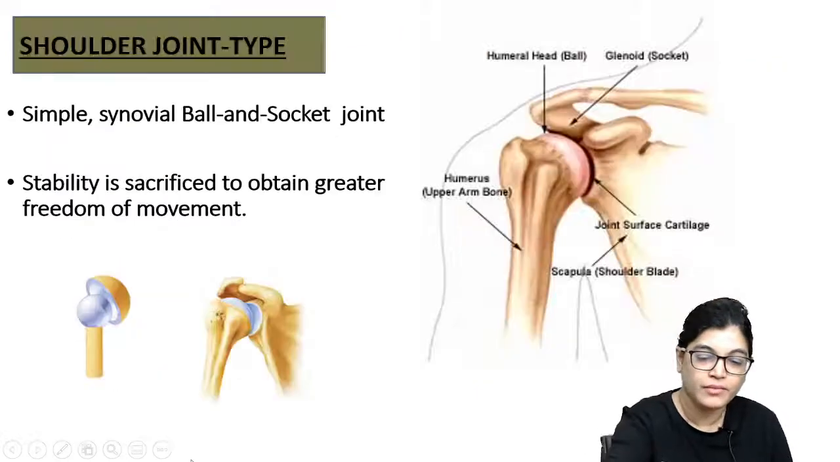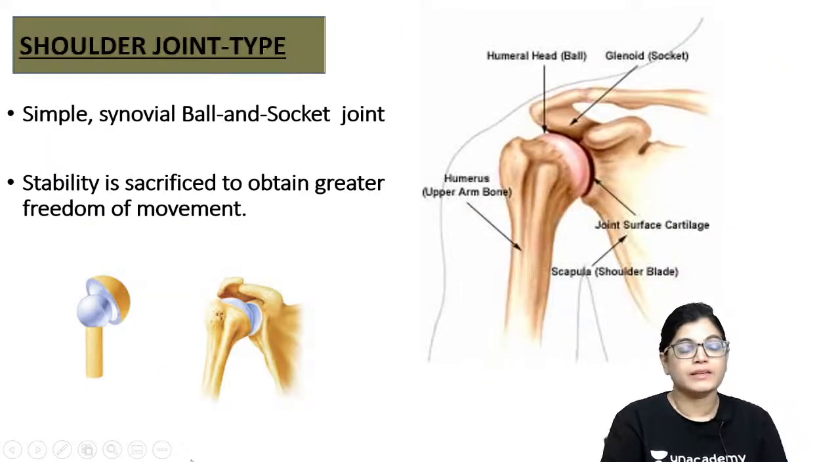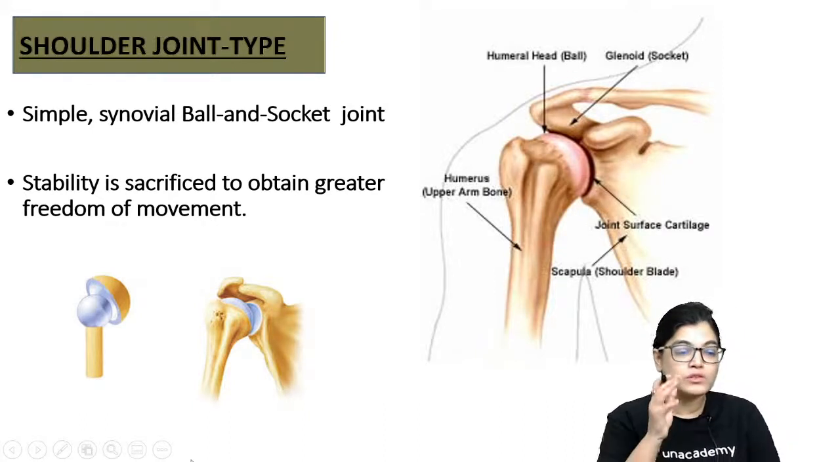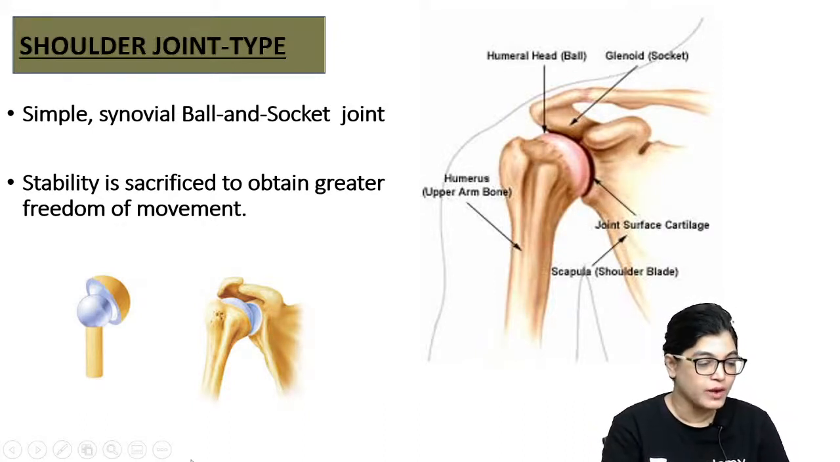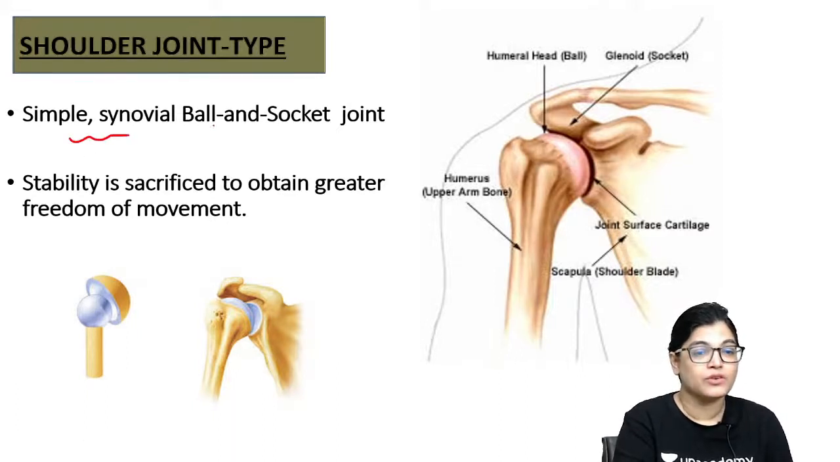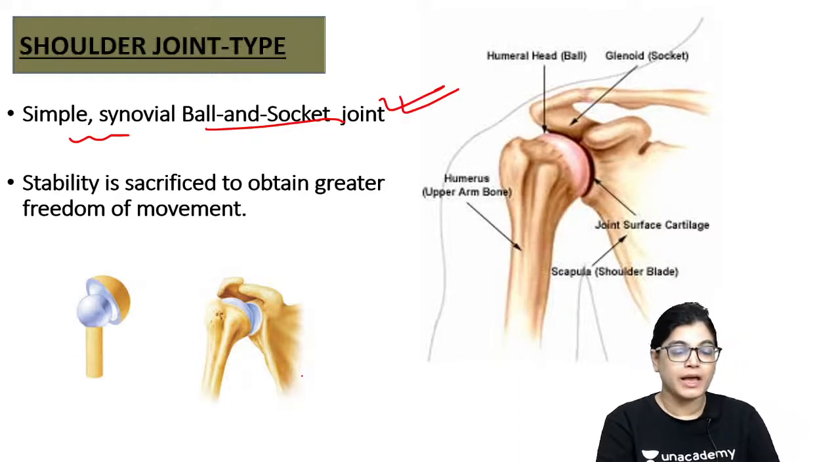The first thing is that the shoulder joint is quite a mobile joint in our body. It's the most mobile joint in our body. It's a simple synovial ball and socket type of joint.